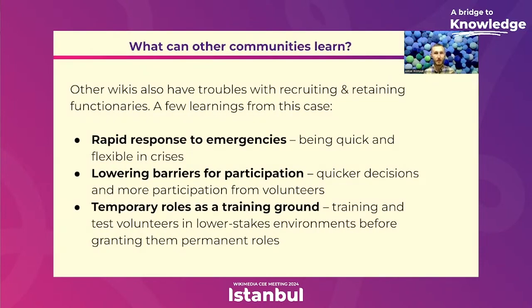So what can other communities learn from this case? Other Wikipedias also have troubles with recruiting and retaining administrators. So a few learnings from this case: responding to emergencies, so being quick and flexible in crisis as we were, lowering barriers for participation, making quicker decisions and getting more participation from volunteers, and then using temporary roles as a training ground for testing volunteers in a lower stakes environment before granting them permanent roles.